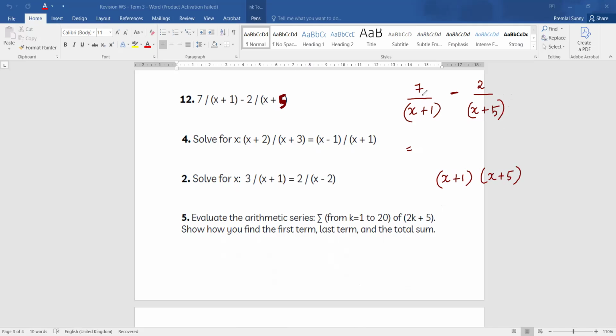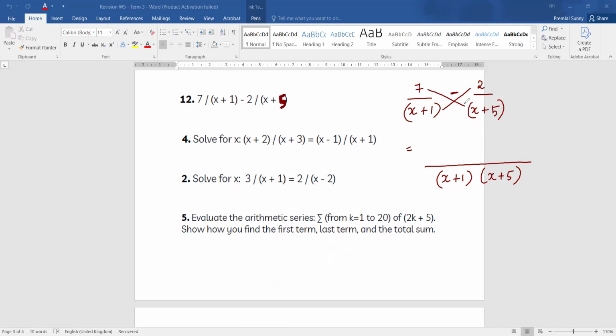So here, this is subtraction of rational expressions. This is the method to get the denominator. You just multiply both the denominators. Here the denominators are x plus 1 and x plus 5. So you multiply both of them to get the denominator. Now to get the numerator, we cross multiply. Sometimes we call it the butterfly method as well, but cross multiply.